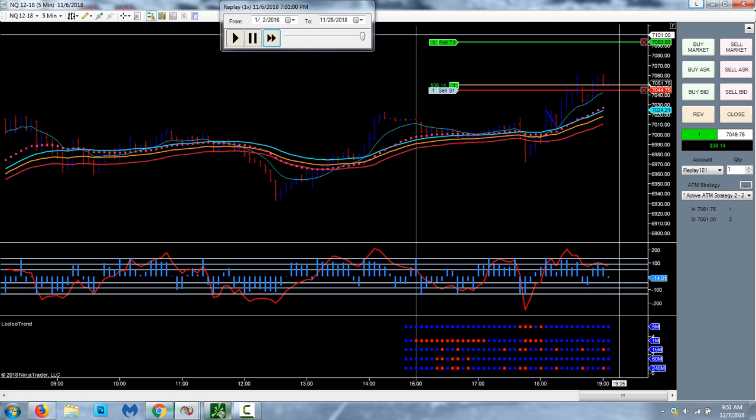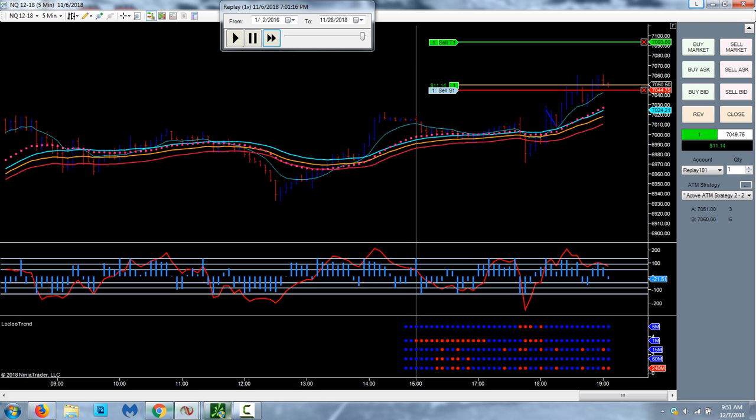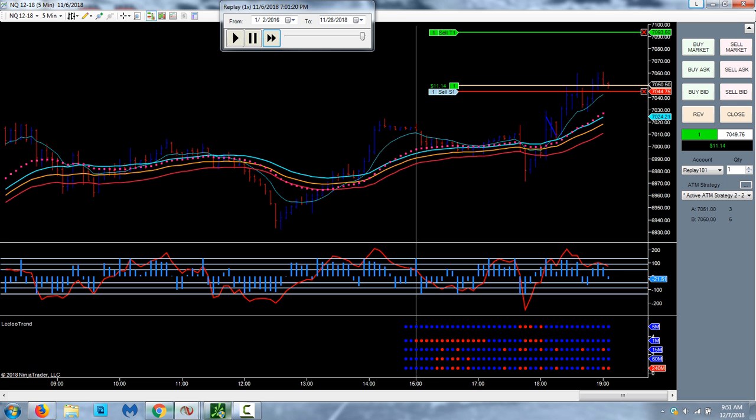So there's the 7100. The 7100 is a psychological level. If we can get a push up to that, that would be a really nice trade here. And I do like to try to hold for targets. And I like to use the daily as my reference once we are trending and in a trending environment to know exactly where we can go.